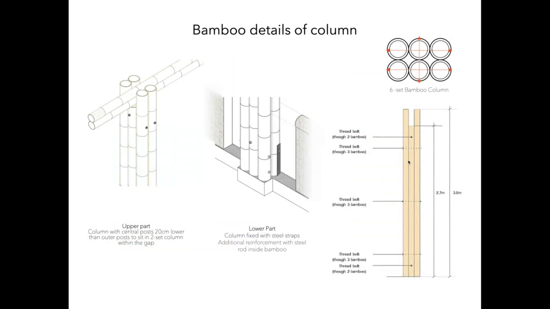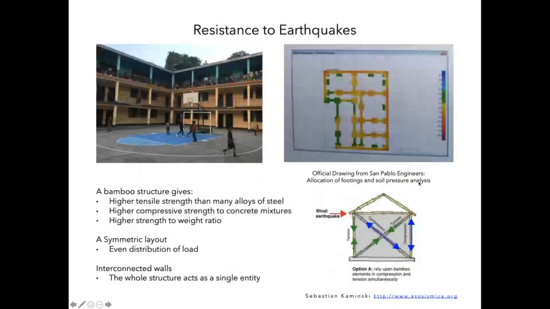And here are some bamboo details. This is a six bamboo column with two beams sitting in the gap in between. It's attached to the base with a steel strap, and it's held together here with threaded rod and bolts. These are 3 meters maximum, and they created this really strong, solid structure because they had to be resistant to earthquakes.